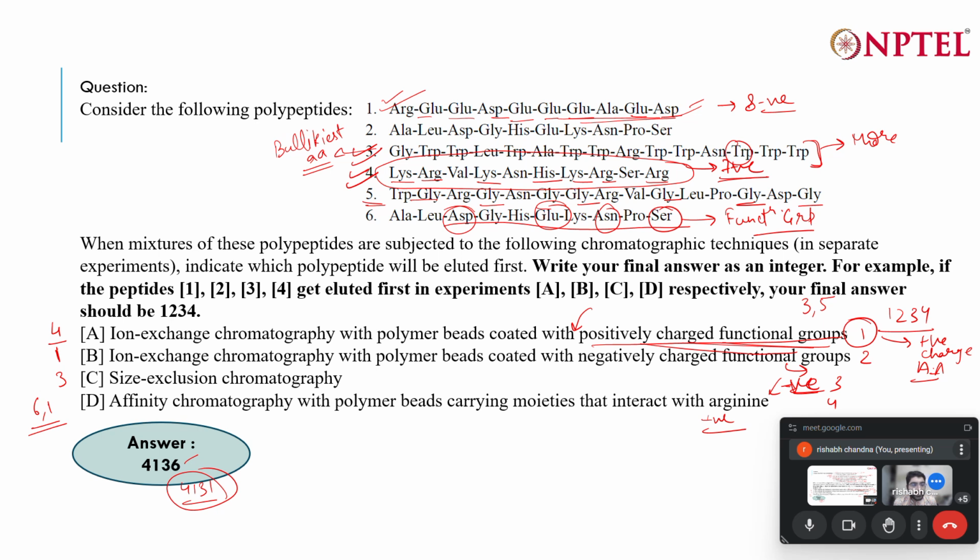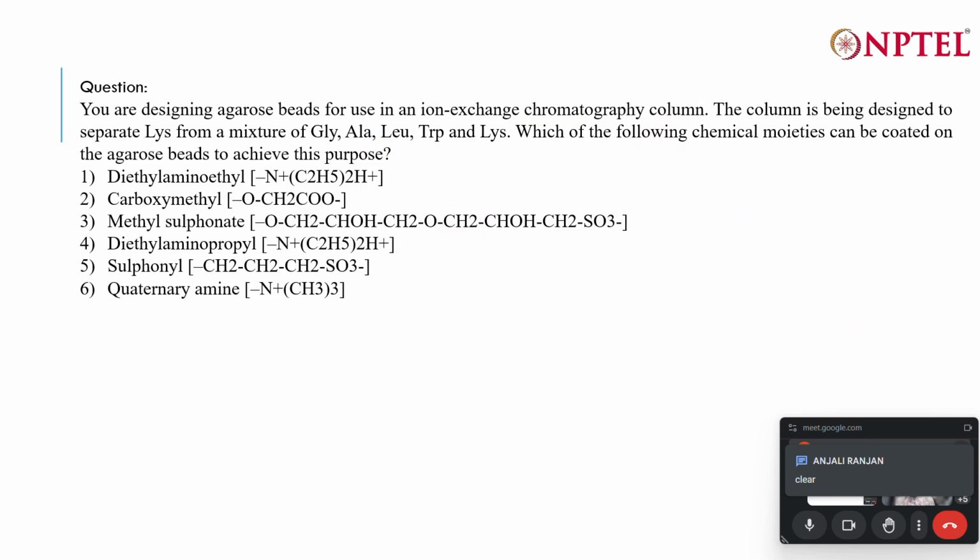Is the explanation fine? Okay, so let's move on to the next question. You are designing agarose beads for use in an ion exchange chromatography column. The column is being designed to separate lysine from a mixture of amino acids, that is glycine, alanine, leucine, tryptophan, and lysine. Which of the following chemical moieties can be coated on the agarose beads to achieve this purpose? So, what can be the correct answer? More than one option can be correct in this question also.